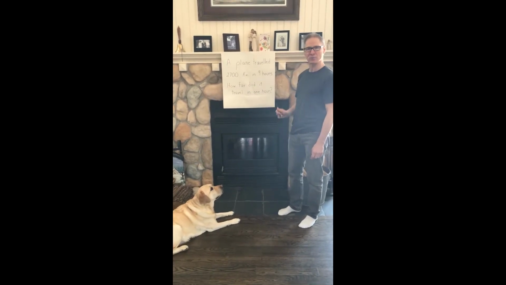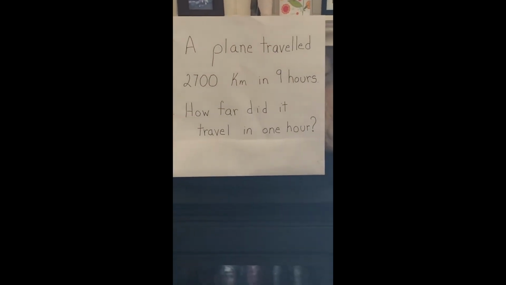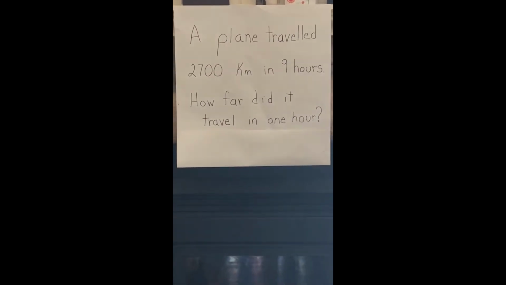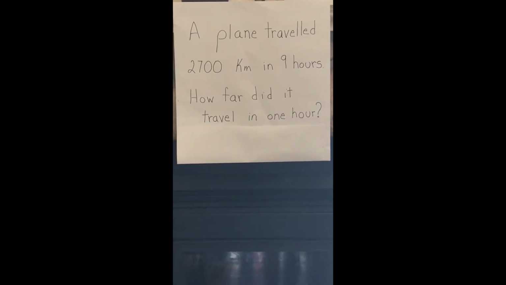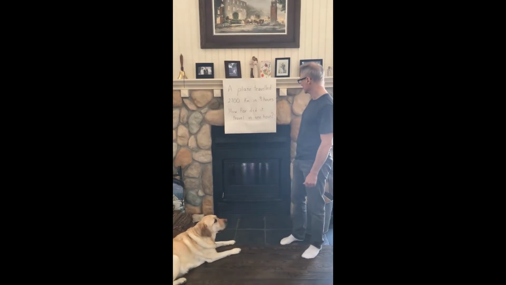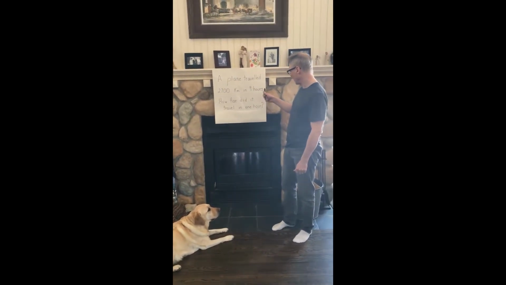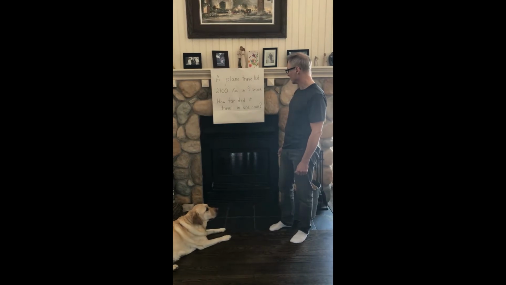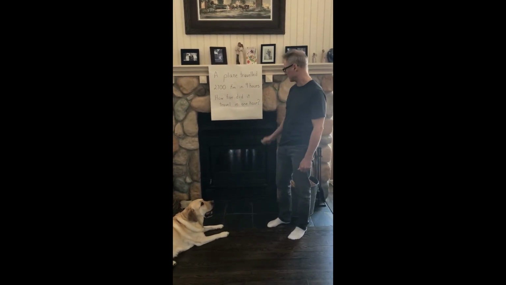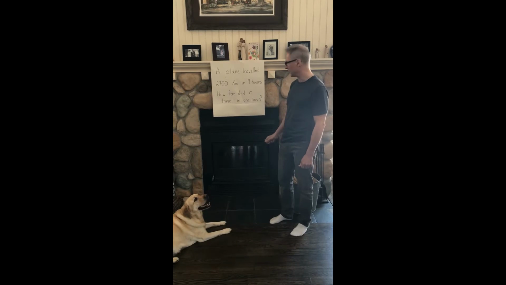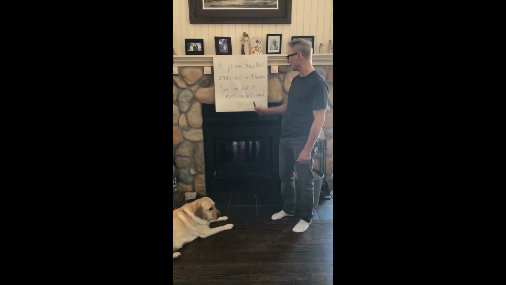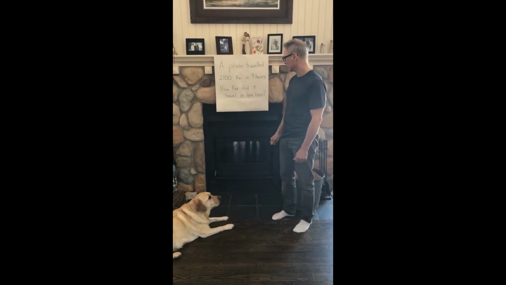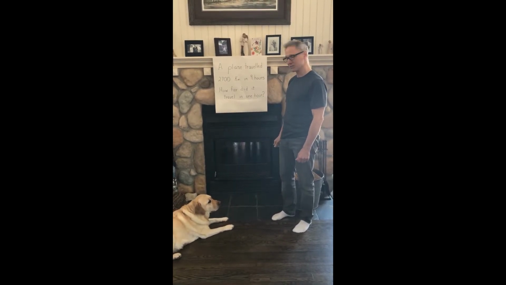Okay, I chose this problem because it involves travel. So here's the question. A plane traveled 2,700 kilometers in 9 hours. How far did it travel in 1 hour? The way that I would approach this is I have to get my hours down to 1 hour. So I would divide 9 hours by 9 to make it 1 hour. And because I divided the hours by 9 to figure out the kilometers per hour, I also have to divide the kilometers by 9. So see if you can do this in your head.